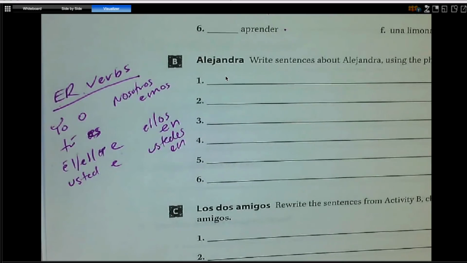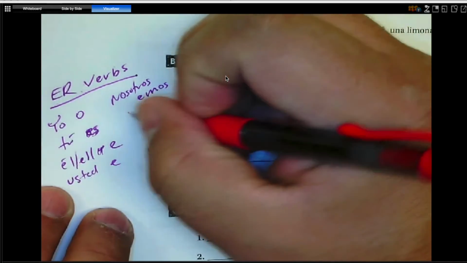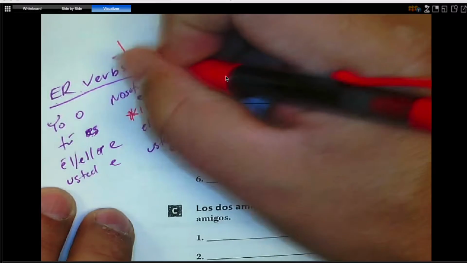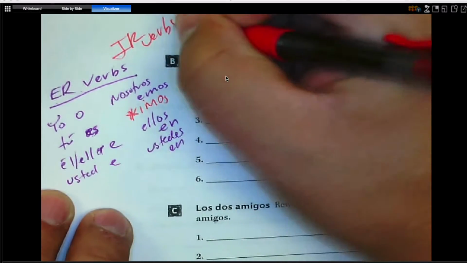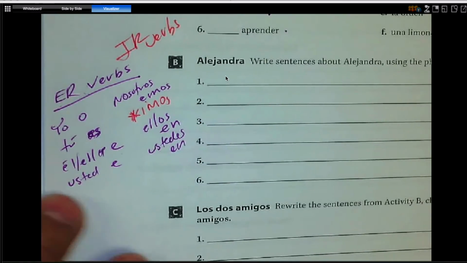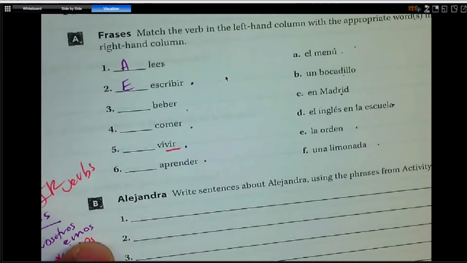And then we talked about the only difference between an IR verb and an ER verb is that the we form is imos for IR verbs, right? So they're the same basically, except the we form is imos, right? So we would do that if we were talking about the verb vivir, right?